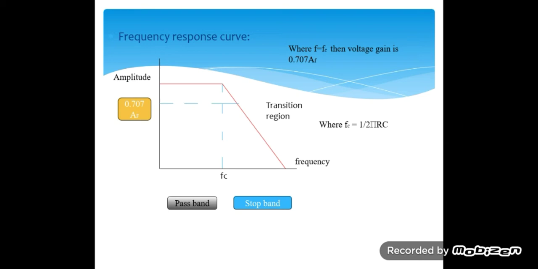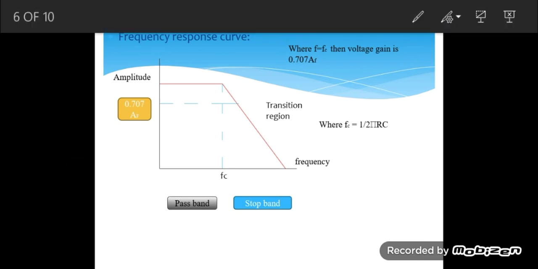Here the low pass filter is also known as a first order Butterworth low pass filter. When another RC network is connected to the non-inverting terminal, it is known as a second order Butterworth low pass filter.